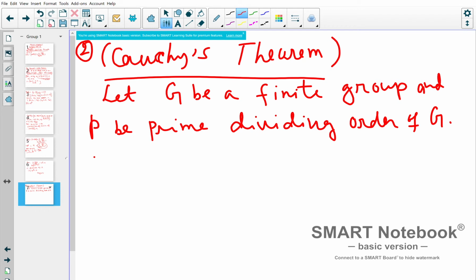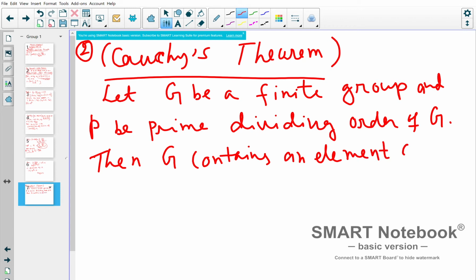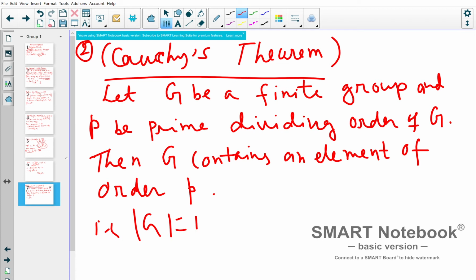Let me write down the final conclusion, then I will come back. Okay, and the conclusion is that G contains an element of order p. So nice result, right? You have a finite group, and you have a prime dividing the order of the group G, then G must have an element of that order. So suppose the order is n, and p divides n, then there exists some g belonging to G such that order of g equals p. This is how you can say it mathematically.